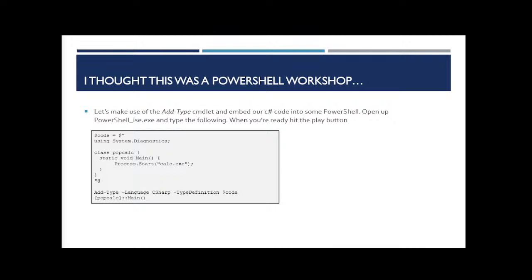What we want to do then is make use of the Add-Type cmdlet and embed our C# code into some PowerShell. So you can open up PowerShell ISE and type the following. What we're doing is exactly that C# code, we're just prefacing it with $code equals at our code. When that's done, we're going to do Add-Type, set the language as C#, and set the type definition to our code variable. Does this look familiar? The popcalc in main. So popcalc in this case is our class, and main is our method.